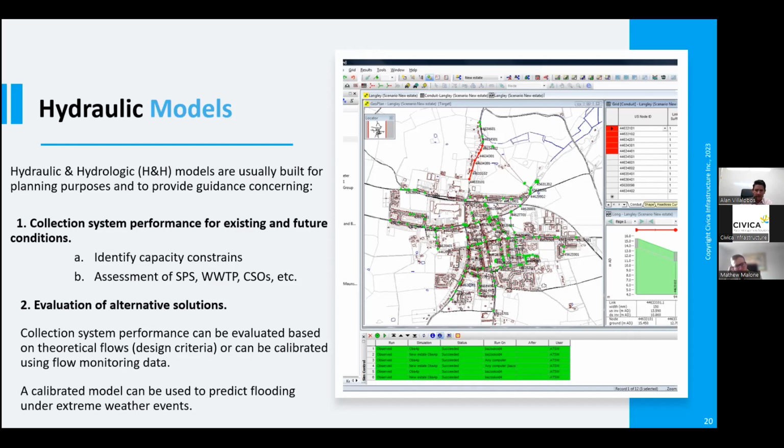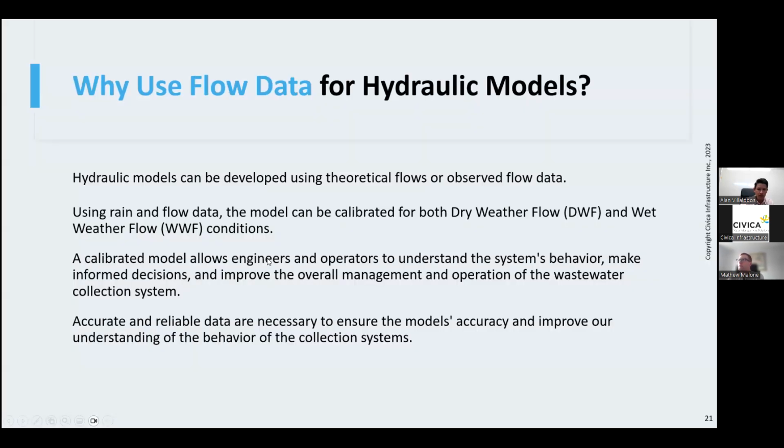So those are the scenarios where we develop the models. And now, once we have a model developed, once we have the sewer network and the subcatchments and the population assigned to the models, there are two things that we can use for the models. One is to use theoretical flows. So every municipality should have design flows. But also we can use historical flow data, which is the subject of the presentation today.